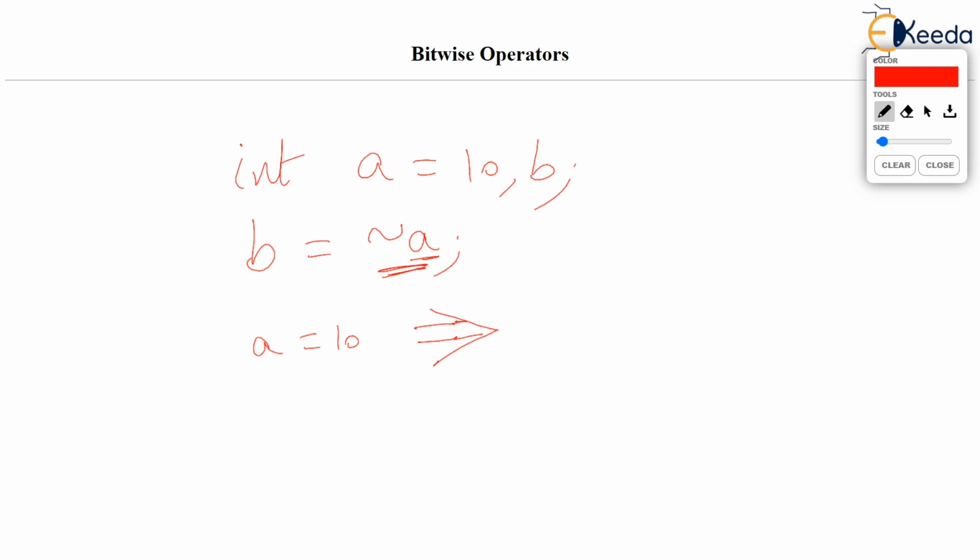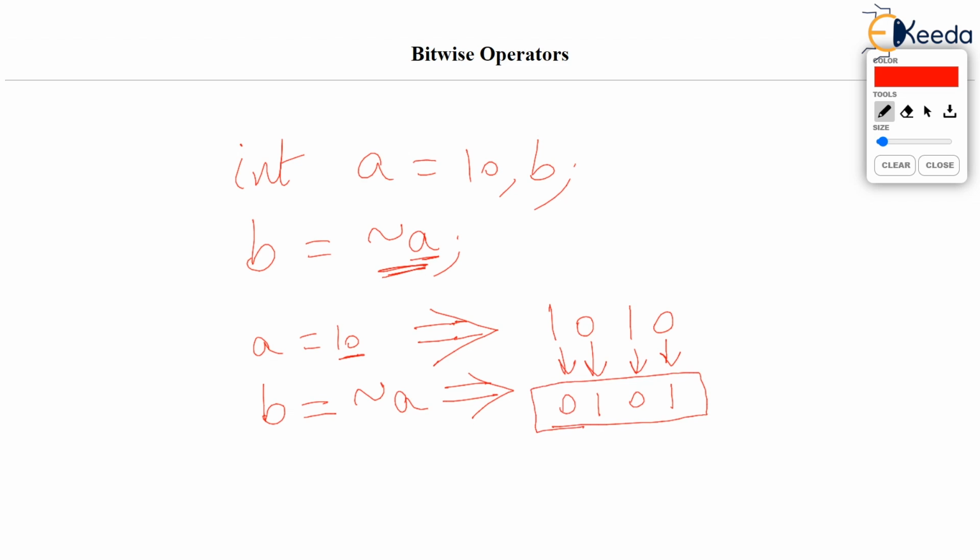But let's imagine that a is represented as a 4-bit number 1010, which is the binary equivalent of 10, and we are saying b should become equal to tilde a, that is the complement of a. Now the complement of a will be: this 0 is complemented as 1, 1 as 0, 0 as 1, 1 as 0. So this is the value of b, 0101. Hence b will be equal to 5.